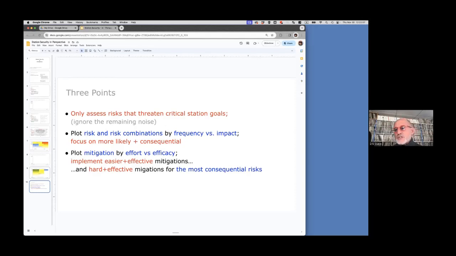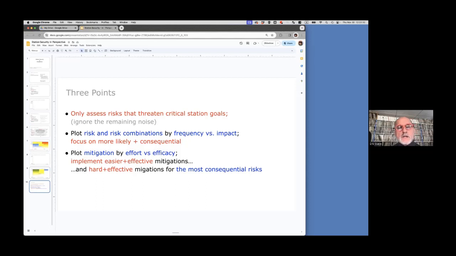Many years ago, I was told that if somebody gives a talk like this, you are very fortunate if your audience remembers 3 points. So I'm going to summarize the 3 points that I would like you to remember from these few slides before opening it up to a more general discussion. And those are: only assess risks that threaten critical station goals. Everything else is probably irrelevant or noise, or you won't have time to address.